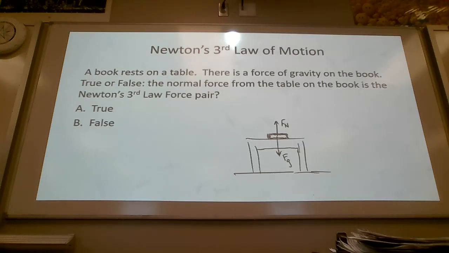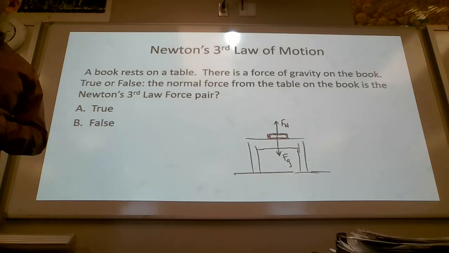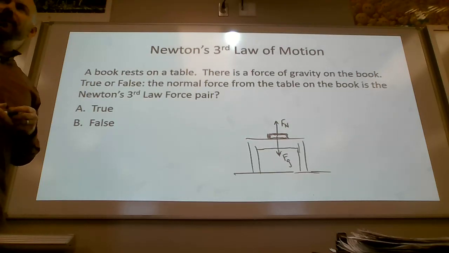Okay, correct answer is false. There has to be two objects. These two forces are equal. Yes, they are going in opposite directions, but they're acting on one object. They're canceling each other out.